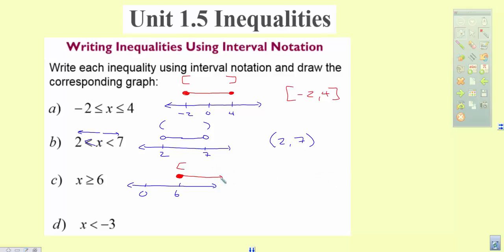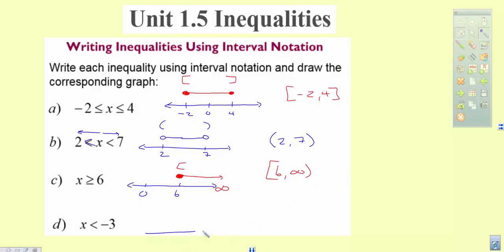Now, when I write this, because I'm going to infinity, and infinity is not someplace I can touch, I start at 6, I go to infinity. At the 6, we know we include it, so we use the bracket. However, infinity is a theoretical location to represent the largest possible number that we can never get to. So we don't actually touch it, so we use an open parenthesis.